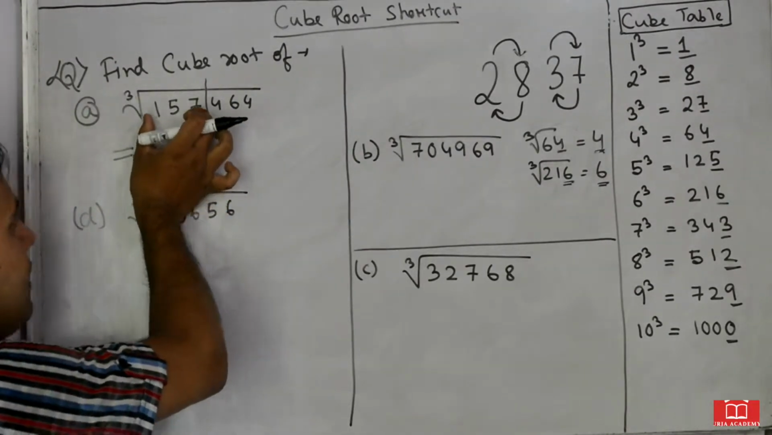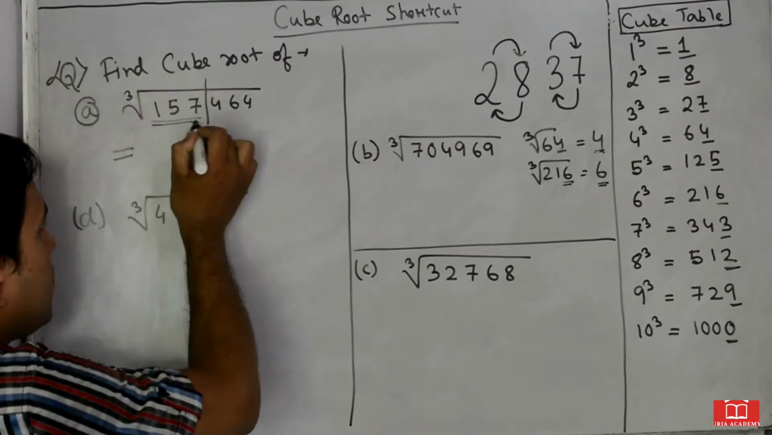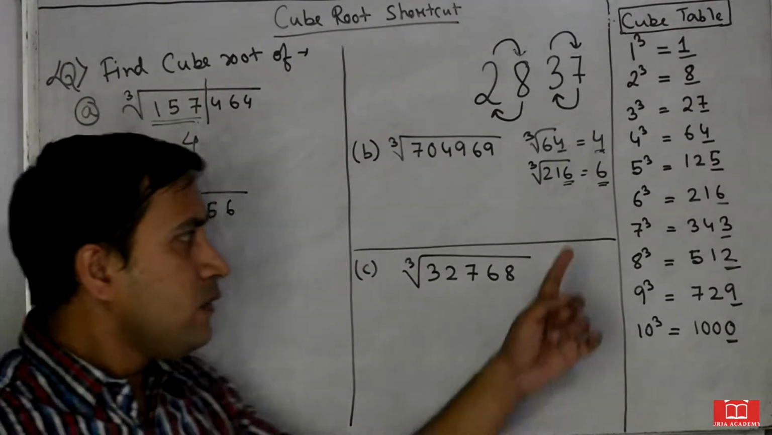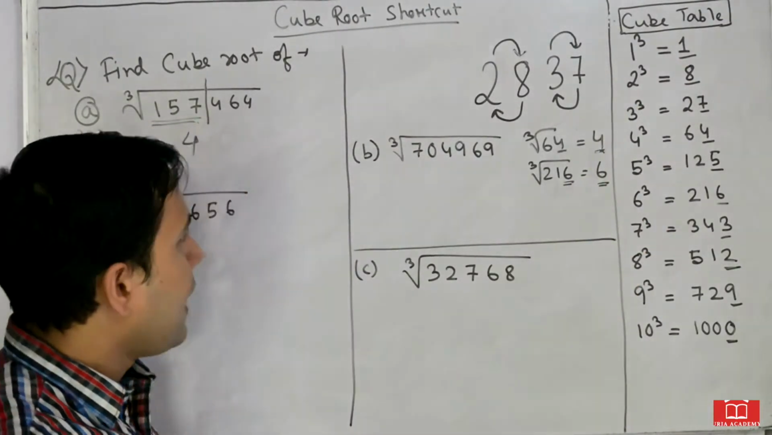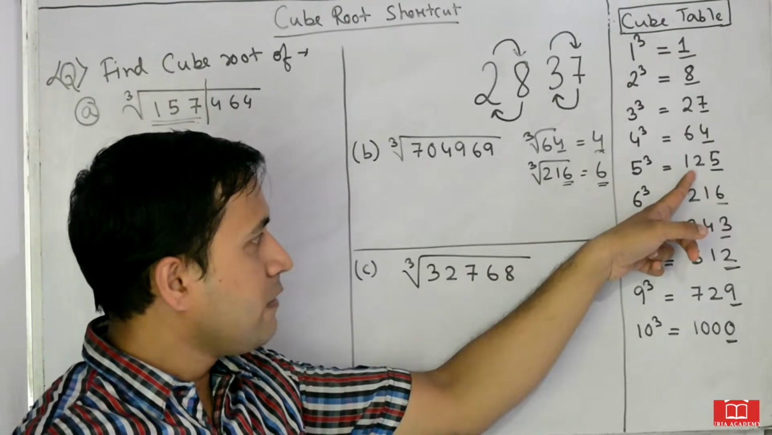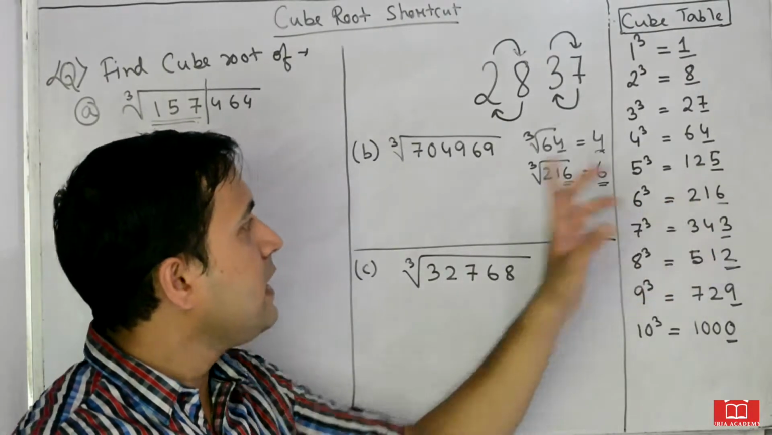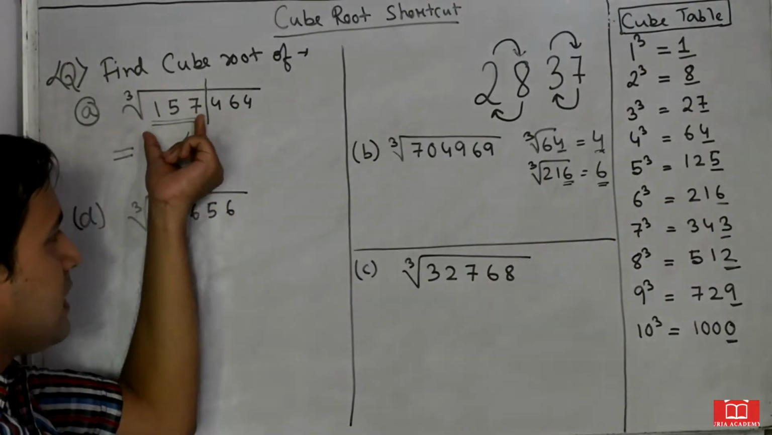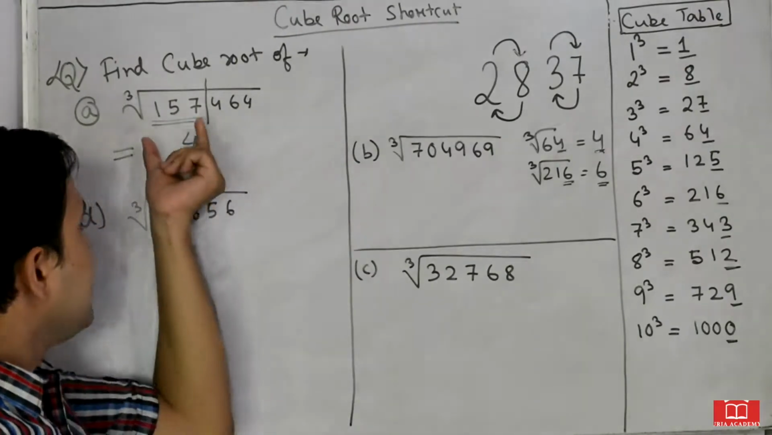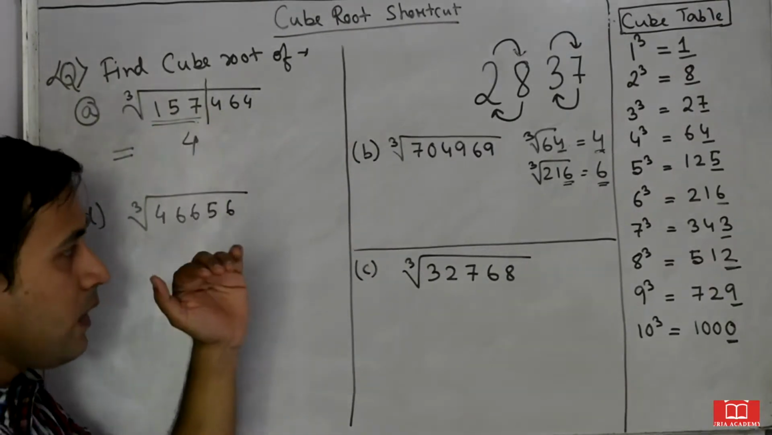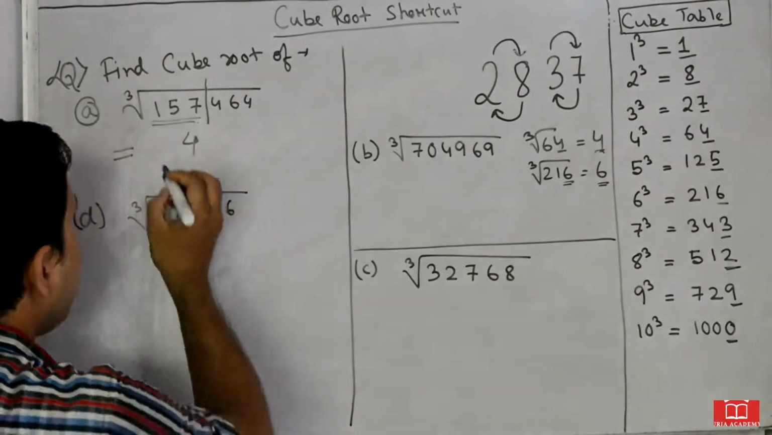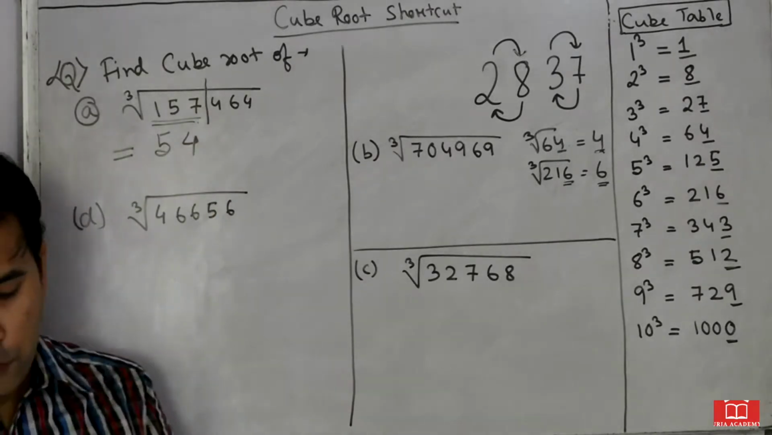Now look at the second part. What is the number in the second part? It is 157. Now if you look at the cube table, 5 cube is 125, and 6 cube is 216. But the number here is 157. So we need to take a number whose cube is equal to 157 or a little bit less than that. Now we find that 5 cube is 125, so we'll take the number as 5, and the answer is 54.